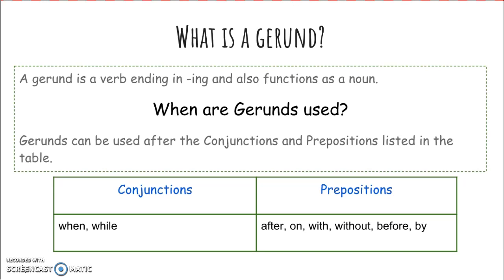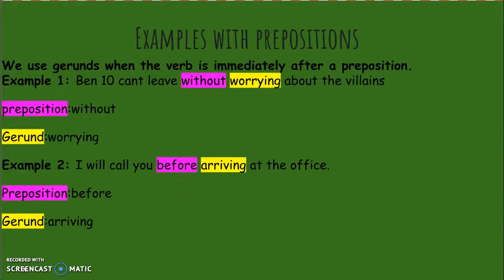When are gerunds used? Gerunds can be used after the conjunctions and prepositions listed in the table. Examples with prepositions: we use gerunds when the verb is immediately after a preposition. Example 1: Ben 10 can't leave without worrying about the villains.